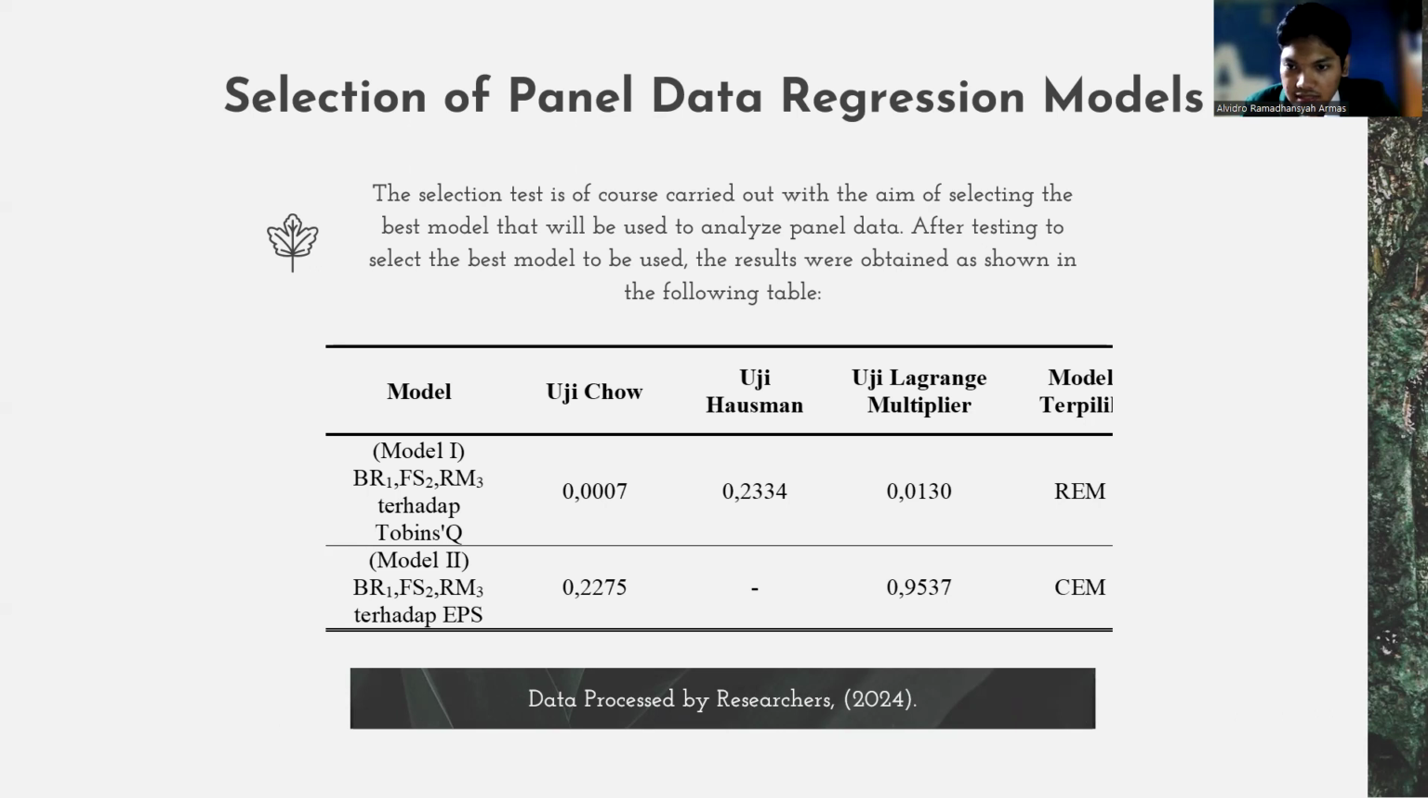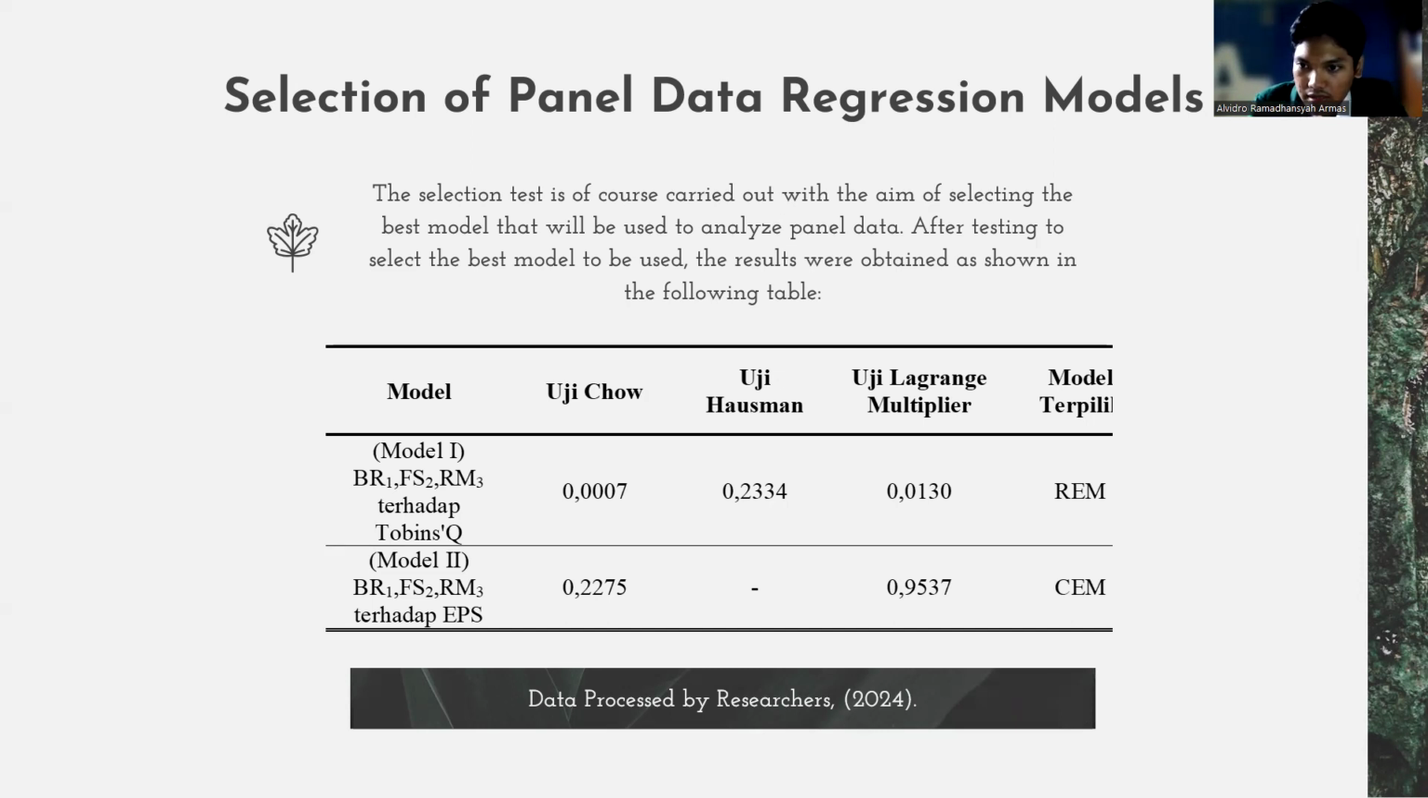And next, the Hausman test must be run, which aims to compare the best model between FEM and REM. The result of the Hausman test shows a value of 0.2334, which is greater than the significance value alpha 0.05. So therefore, the best model between FEM or REM, the last test that must be carried out is the Lagrange multiplier test, and the result shows a value of 0.0130, which is smaller than the significance value of alpha 0.05, and thus the best model in the research model that uses a proxy for the firm value variable with Tobin's Q is the REM model.